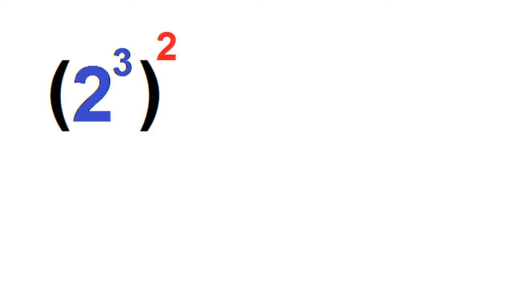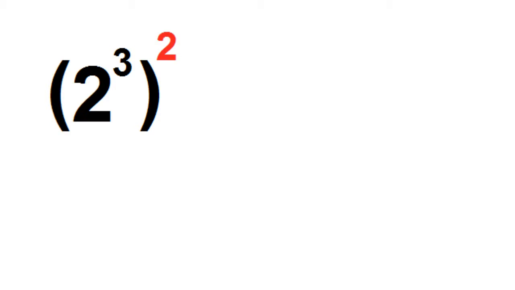Let's do a simple example to start off with. Let's say we have 2 cubed, and then we're going to square this 2 cubed. So we're going to have 2 cubed in brackets squared. If you're American and watching this, just know that every time I say brackets, I mean parentheses. Okay, so 2 cubed squared.